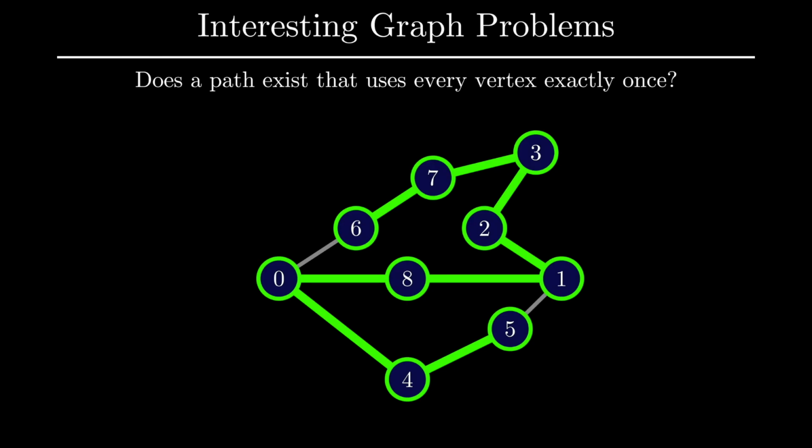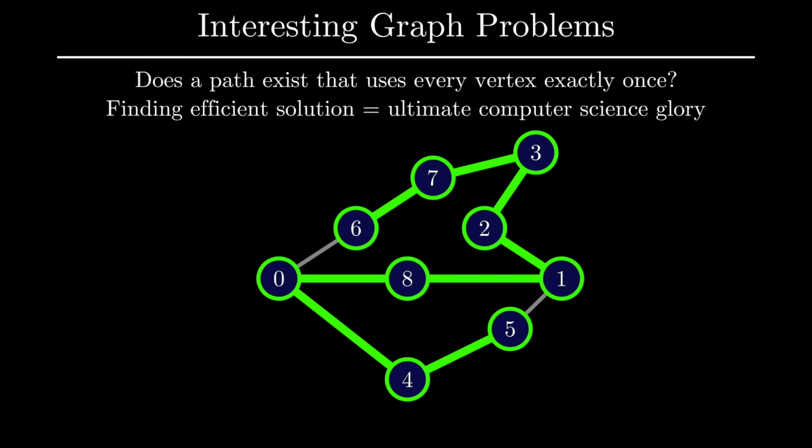In fact, if you are able to find an efficient algorithm for this particular problem, you would probably be given every single computer science award in existence because it would help resolve a long-standing open problem. But don't get your hopes up there because there's a fairly large consensus that no efficient algorithm for this problem exists.